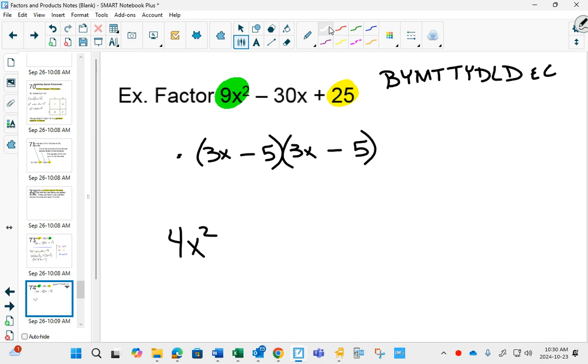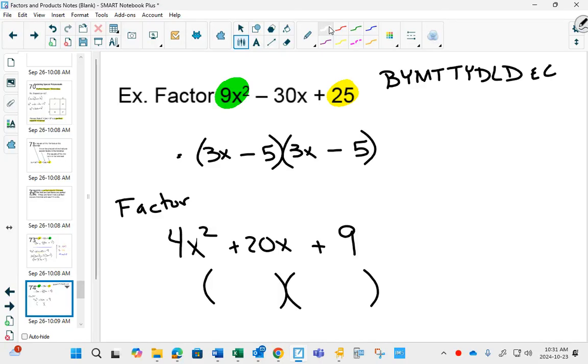4x squared. Ooh, that's a perfect square. And I could put a 9 here. Ooh, that's a perfect square. And I put 20 here. And we could ask to factor this one. And so you try the shortcut.